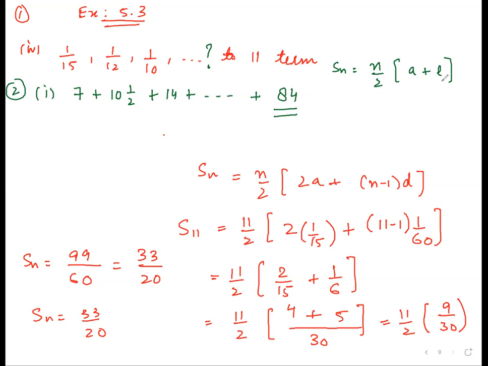Find n first of all. You will take 84 as your nth term. You will find n first, and then you will be able to use this formula: Sn is equal to n by 2 times (a plus l). Let's do one question, then the rest of the parts you will do.